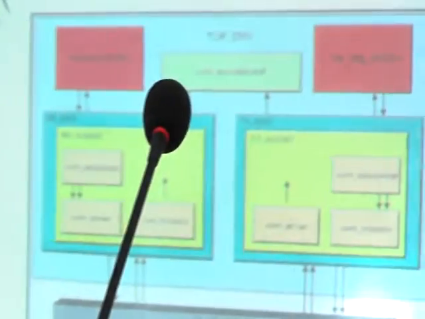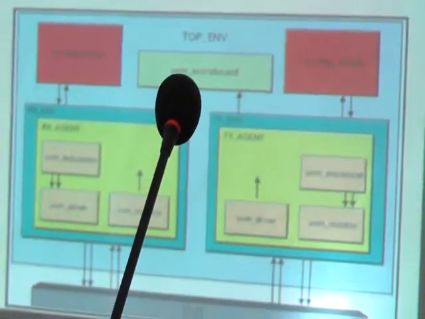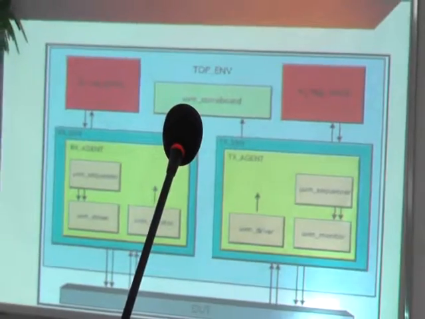Here is a bit clearer picture. It talks about UVM mostly. UVM has its top level environment and agent, sequencer, driver, monitor. So this is the whole top level architecture that we basically work in.